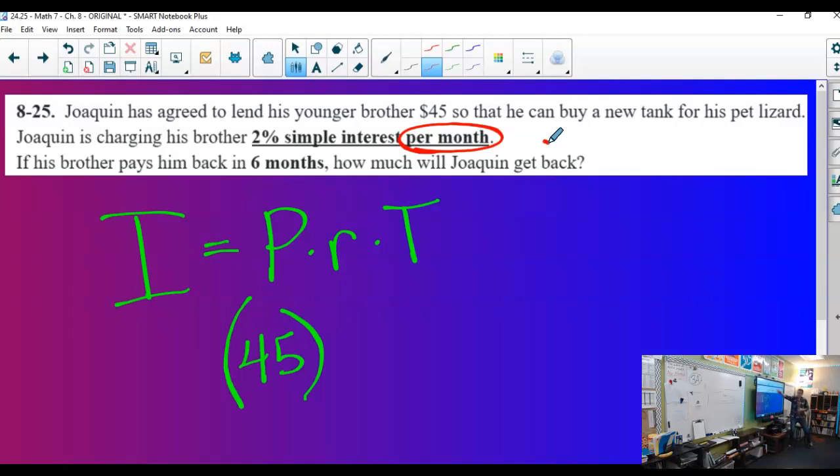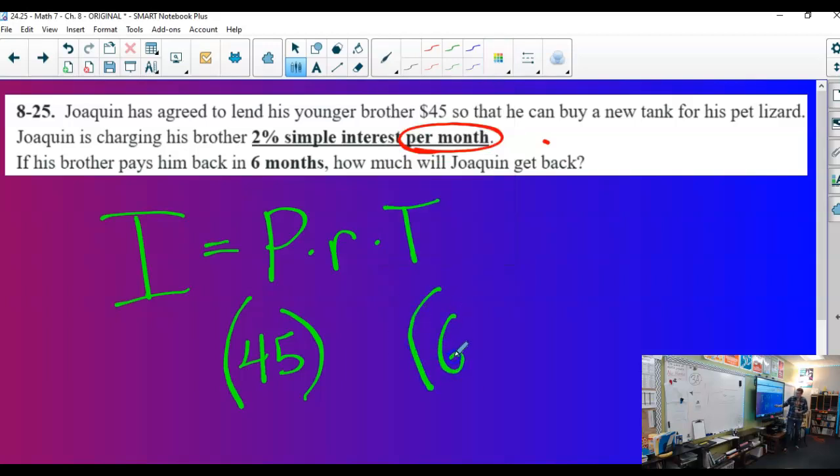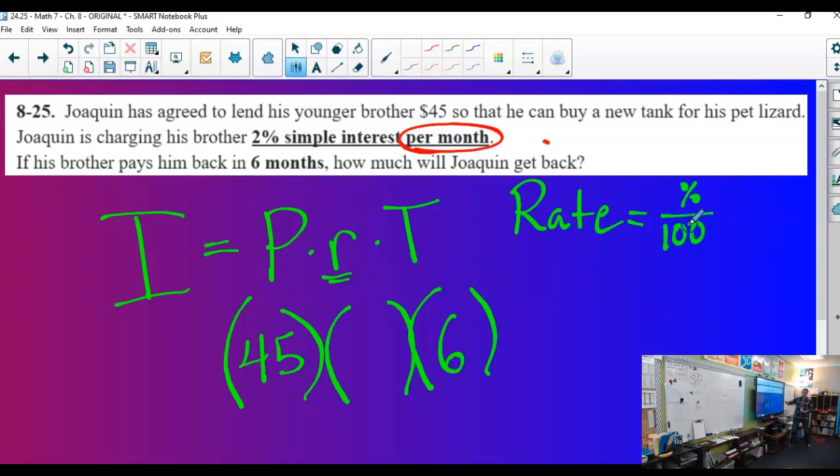But this is monthly, so our time is going to be 6, but the rate seemed to still get a lot of us on the test. The rate, you might want to write this down, is your percent value divided by 100, like percent tells you to do. If you are revising your test right now, stop, because you also don't know how to do it, because it happens on graph paper.